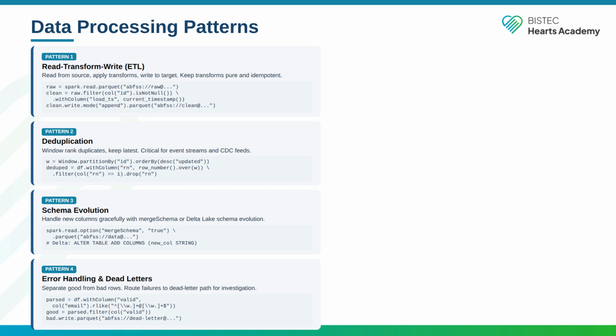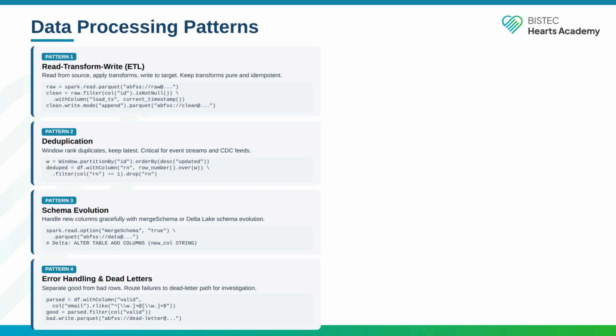Pattern 2. Deduplication. Real-world data has duplicates. Event streams send the same event twice. CDC feeds include multiple updates for the same record. The window function pattern, partitioned by key, order by timestamp, take row number 1, is your standard approach. It's efficient because Spark can parallelize the window across partitions.